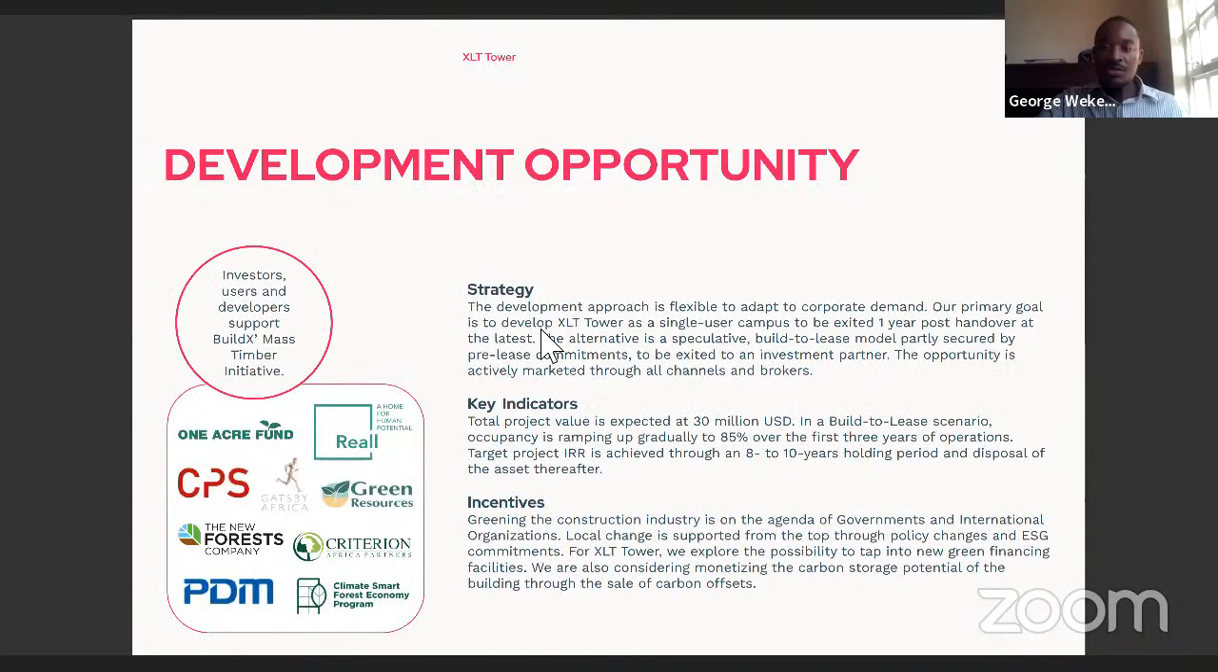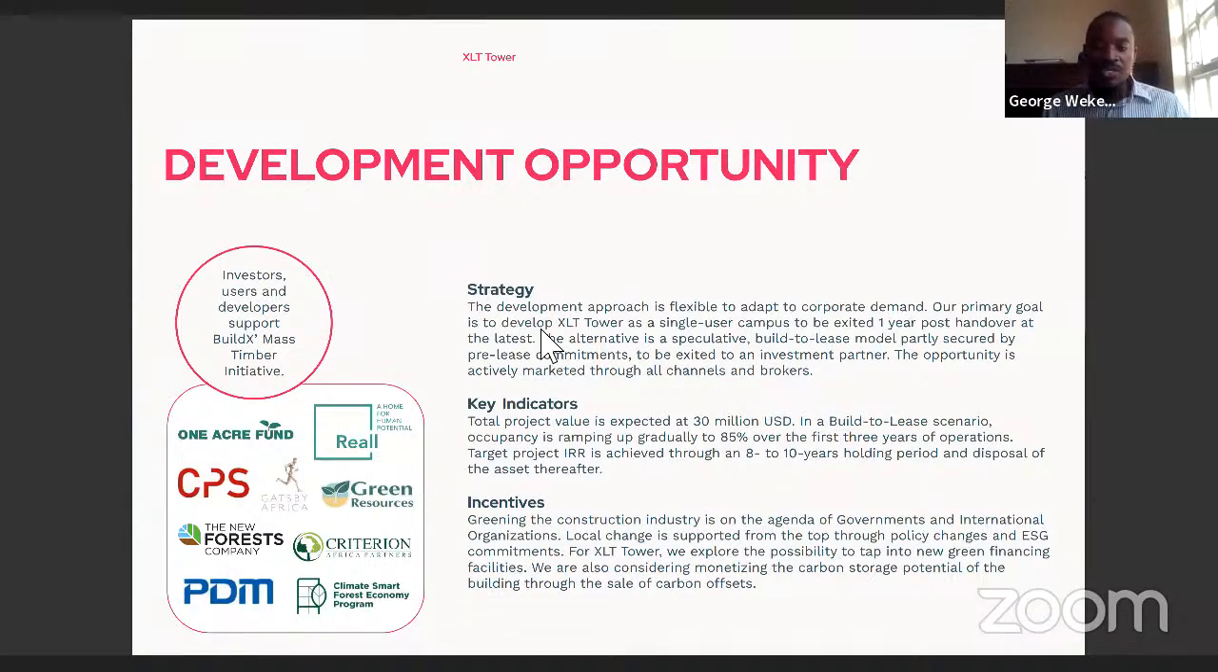And our strategy for now is we would have a technically viable concept first of all that we would take to different investors to invest in it. But once we've done the construction, we would want to exit the project one year after handover. We're operating more on a rent or build-to-lease model, and the project value is at around $30 million US dollars, so it's quite significant. But we're happy that we and our partners are at a point where we've seen the action in the partnership in raising the money, so we think that is actually a possibility in the coming years.